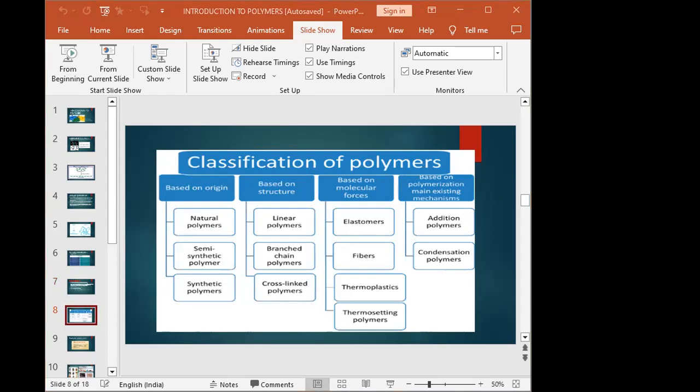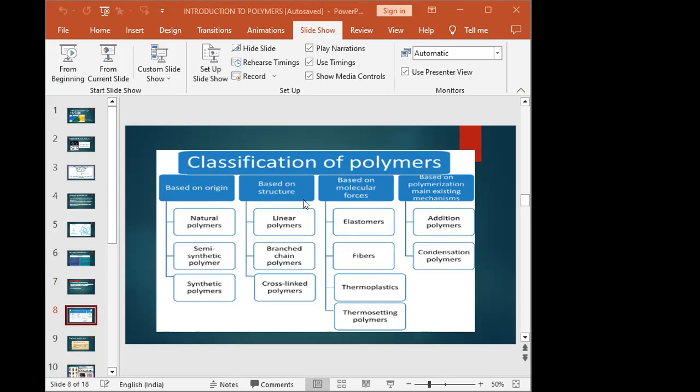This slide shows the classification of the polymer. Polymers have been classified on several bases. The first basis of classification is the origin or source of the polymers. On the basis of the origin of the polymer, they are classified into 3 categories: natural polymer, synthetic polymer, and semi-synthetic polymer.